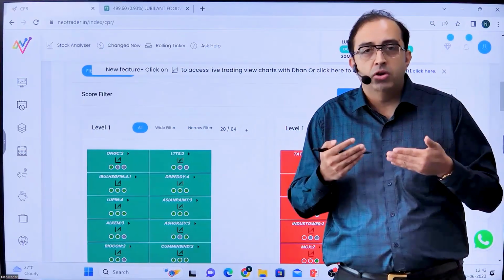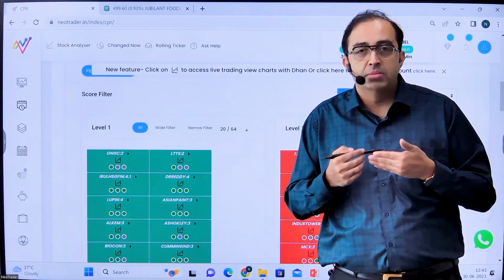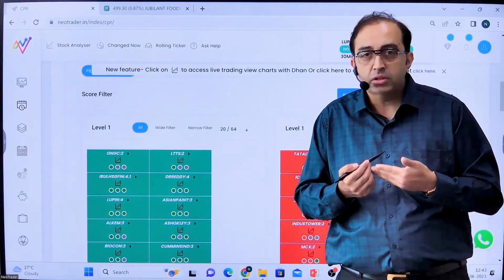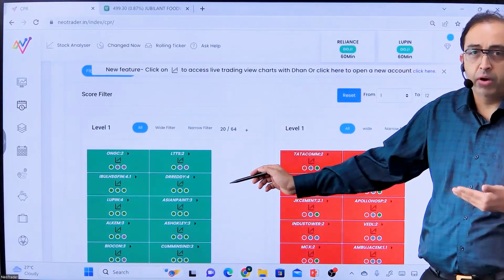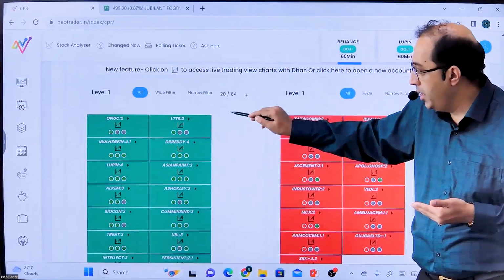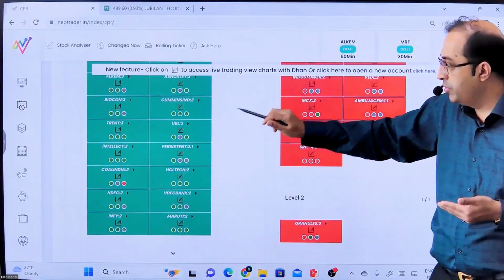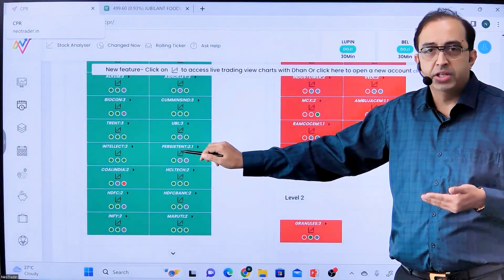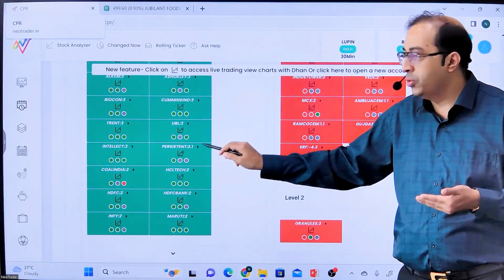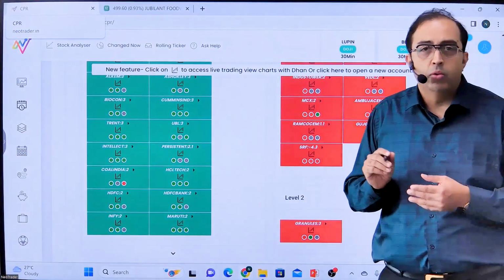The CPR is not moving. The CPR is maybe stuck somewhere. So that can be found out when you take a look at any of these stocks here. So let's see, where are we getting a CPR Confluence? You can see here Persistent is showing 2.1. So what does that mean?